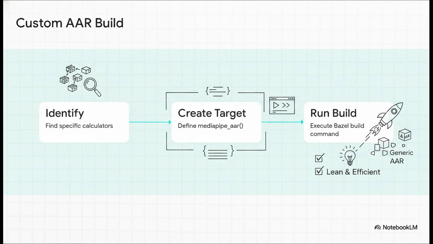First, you identify only the specific MediaPipe calculators your project actually uses. Next, you define a custom MediaPipe AAR target. And finally, you run a Bazel build command. And yes, I know running a Bazel build command might be an extra step in your Gradle-heavy lives, but it ensures that only the strictly necessary resources and libraries are packaged. This keeps your application incredibly lean, fast, and efficient, all while running state-of-the-art machine learning algorithms.